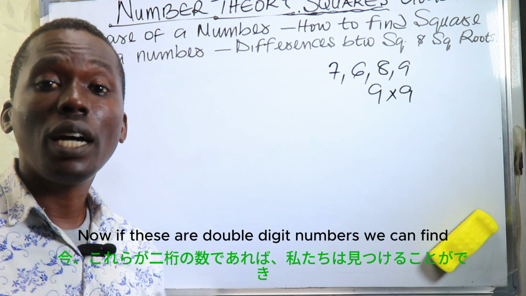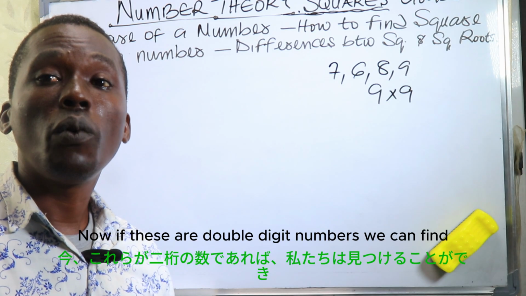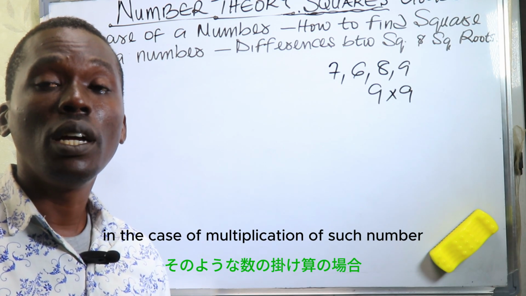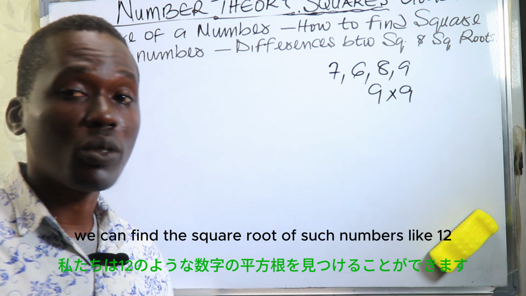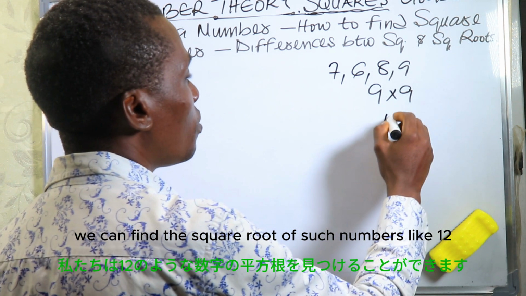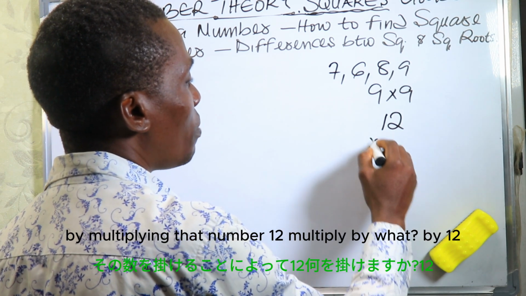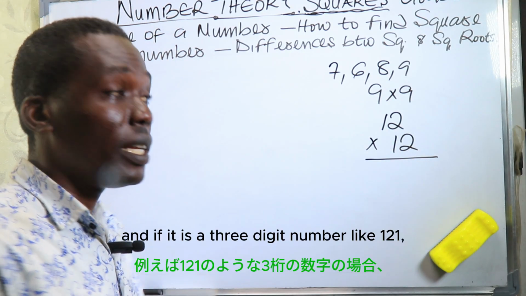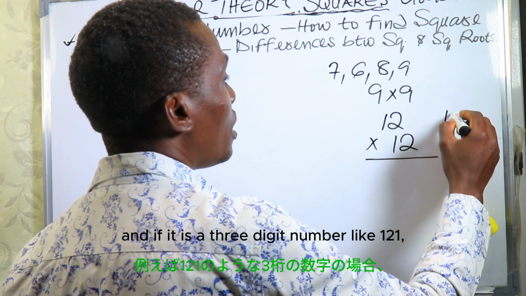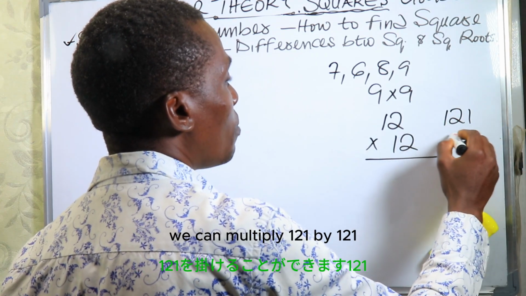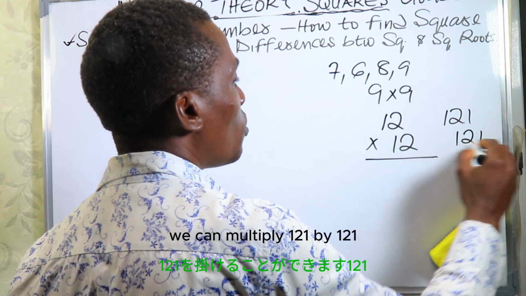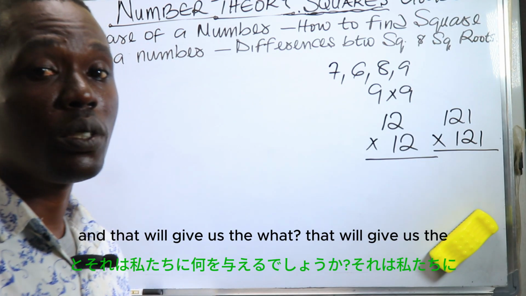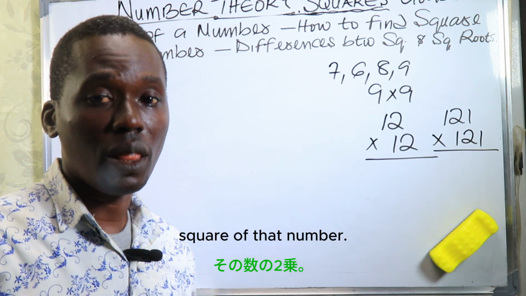Now, if these are double digit numbers, in the case of multiplication of such numbers, we can find the square of numbers like 12 by multiplying that number, 12 multiplied by what? By 12. And if it is a 3-digit number like 121, we can multiply 121 by 121, and that will give us the what? That will give us the square of that number.